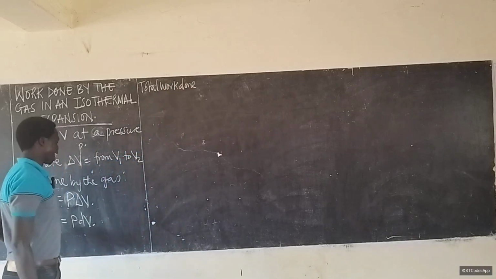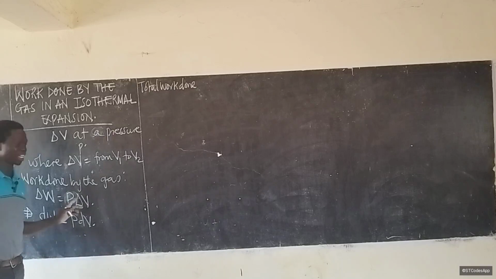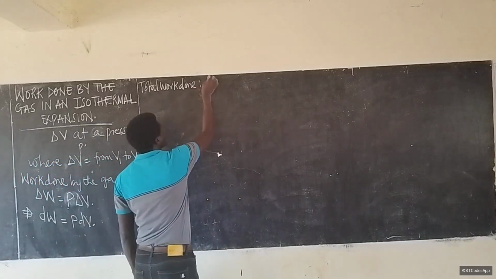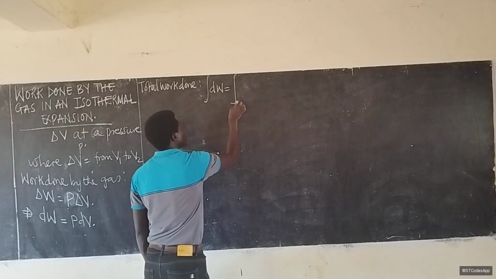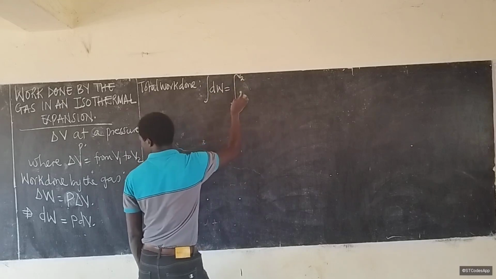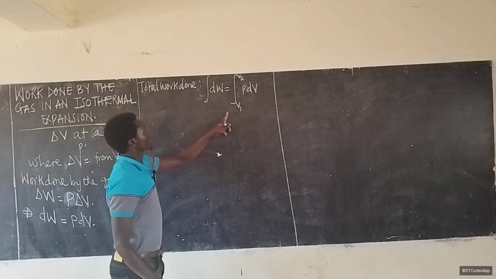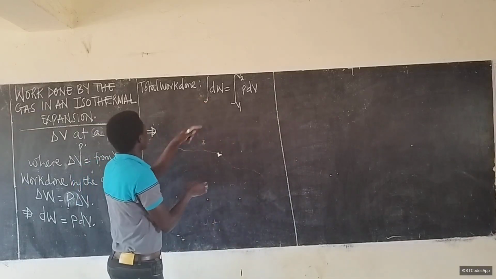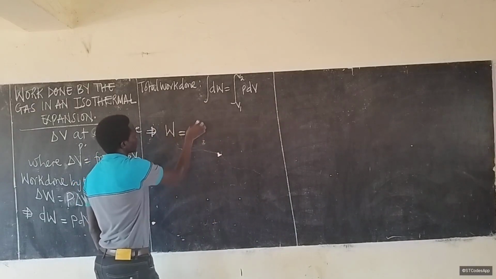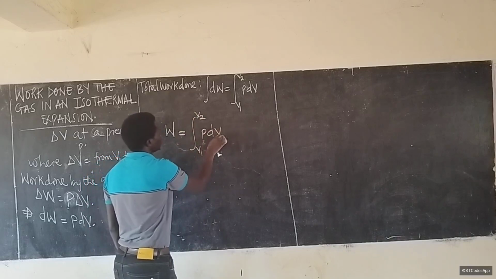For us to get the total work done, we apply the integral on both sides. The limits will be from V1 to V2. So I'll have the integral of dW equal to the integral from V1 to V2 of P dV. So the total work done will be the integral from V1 to V2 of P dV.